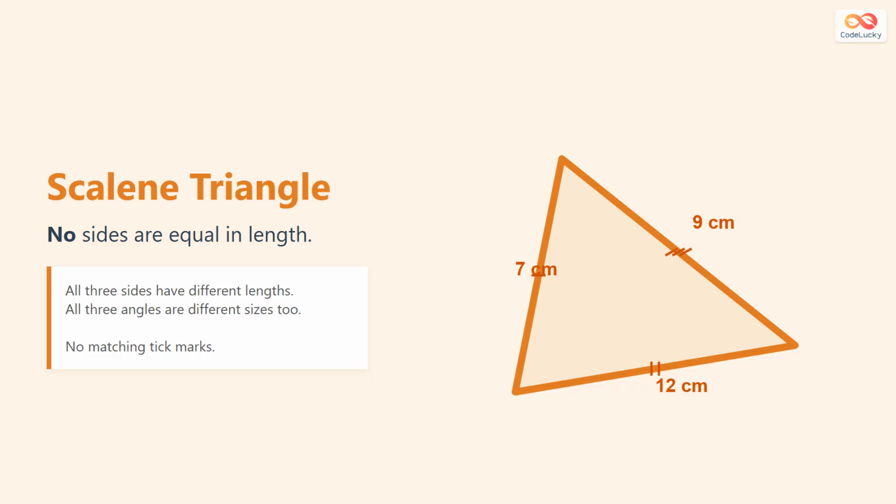Third is the Scalene Triangle. A scalene triangle has no equal sides. All three sides are different lengths. You might see no tick marks at all, or you might see different numbers of tick marks on each side to show they do not match.